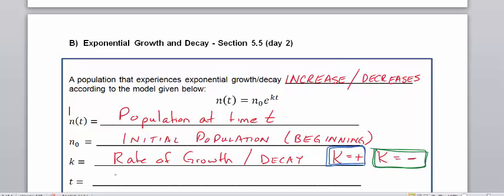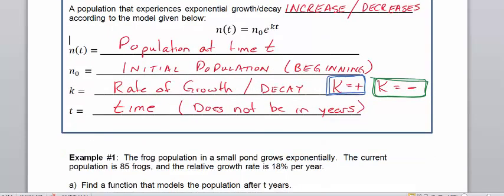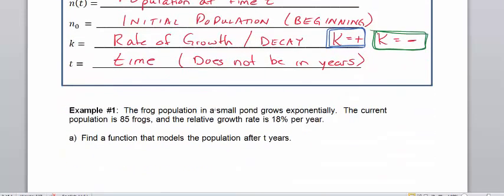And then finally, t is time, as it has been in the past. However, you need to realize that the t does not have to be in years. I need to emphasize that because it could be the number of cycles. Many times one cycle will be 1 year, but in this case our cycle is going to be our variable t. So let's look at our first example.